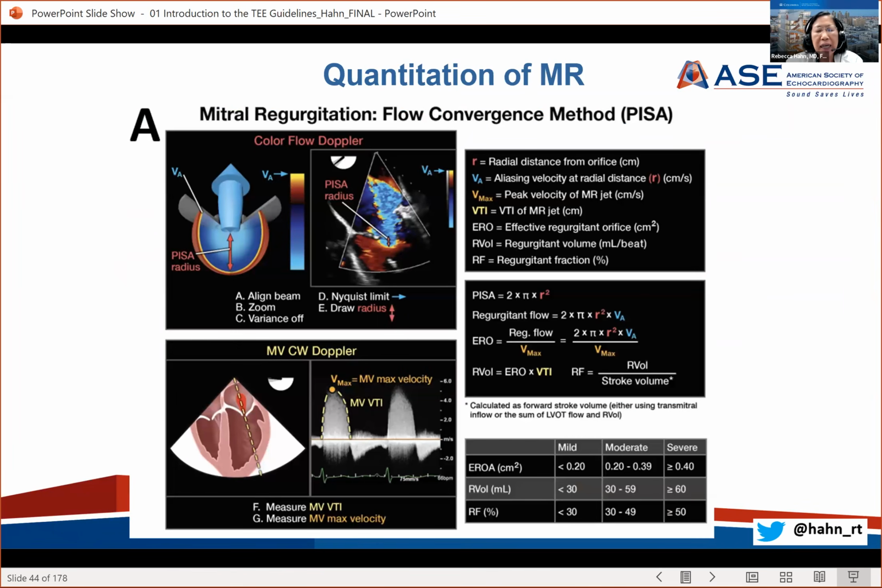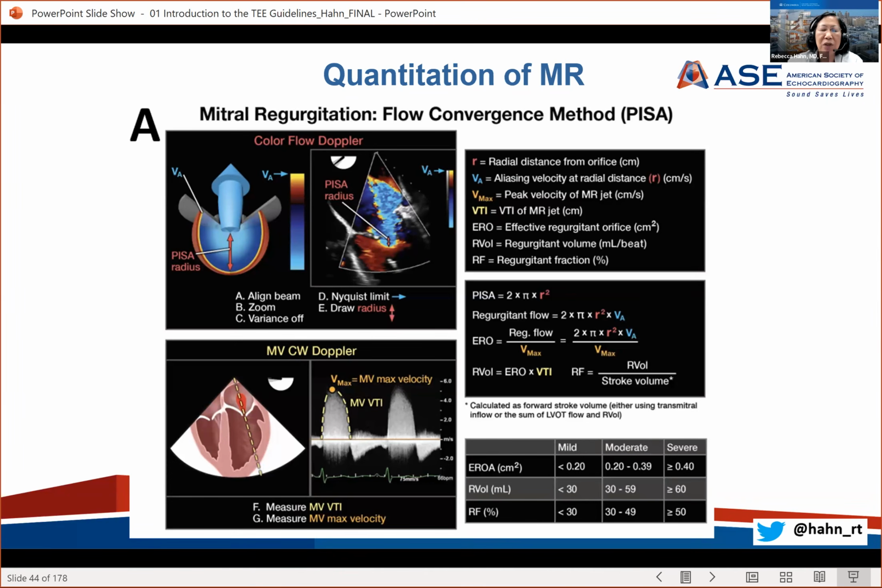Okay, so in the guidelines, this is one of the figures from the guidelines we give you again, and we didn't want to reiterate our beautiful regurgitation guidelines from 2017, but this figure we thought was appropriate to remind everyone that when you're looking at mitral regurgitation or aortic regurgitation, any regurgitation, one should remember to baseline shift. It's a very simple thing to do.